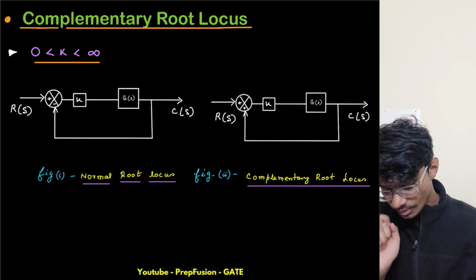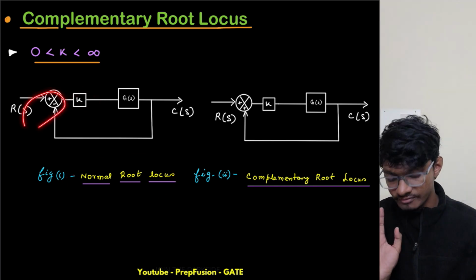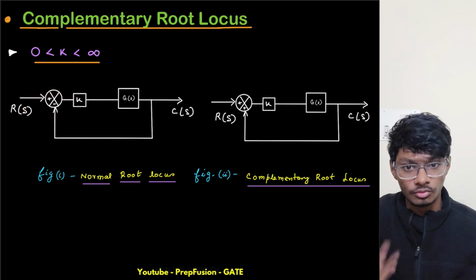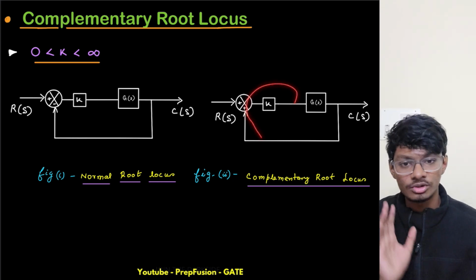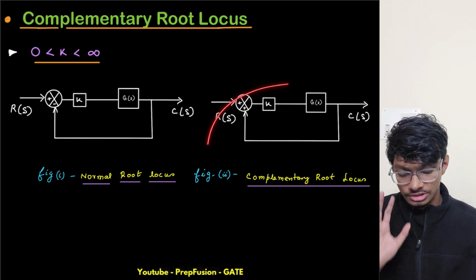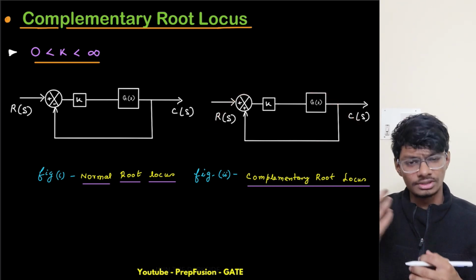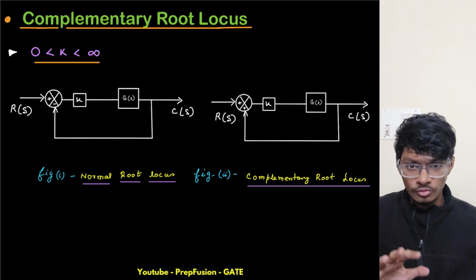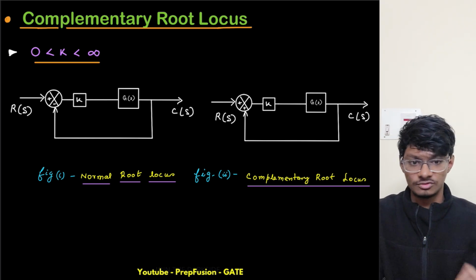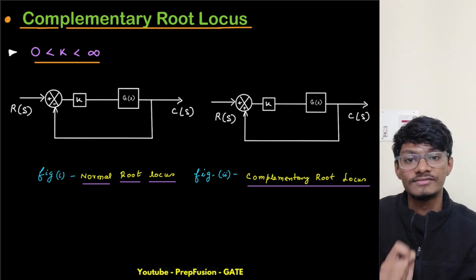So here, this is normal root locus. If my k is also positive and I have negative feedback, then it is normal root locus. Now if my k is positive and I also have positive feedback, then this will be called complementary root locus. All this we'll understand. I am just giving you a brief overview of what we will see in the next few slides. So this complementary root locus is also called inverse root locus.